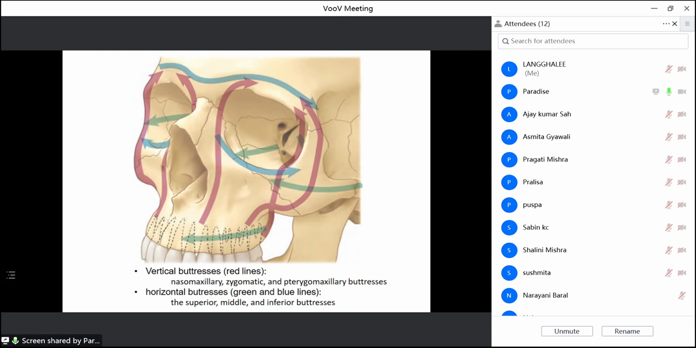Once the orbital floor is fractured, you can't reduce this paper thin bone and fix it. You have to do orbital floor reconstruction. You have to place the orbital mesh just below the eye globe.